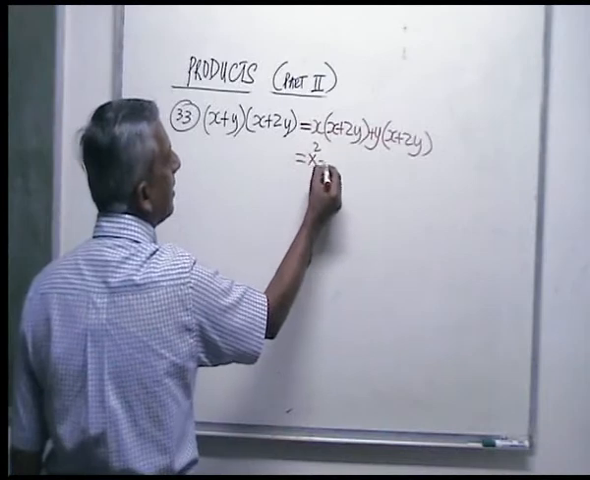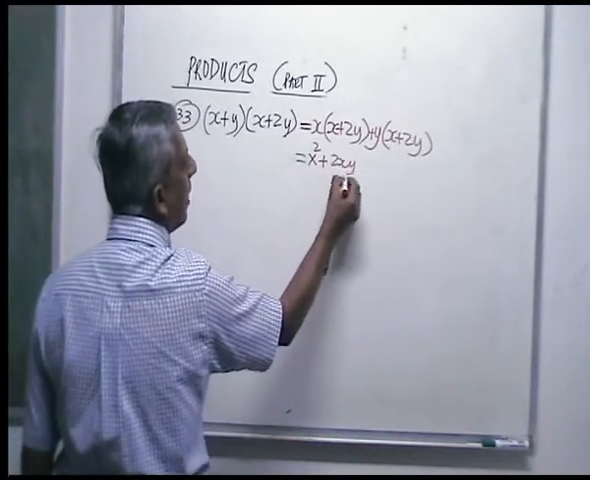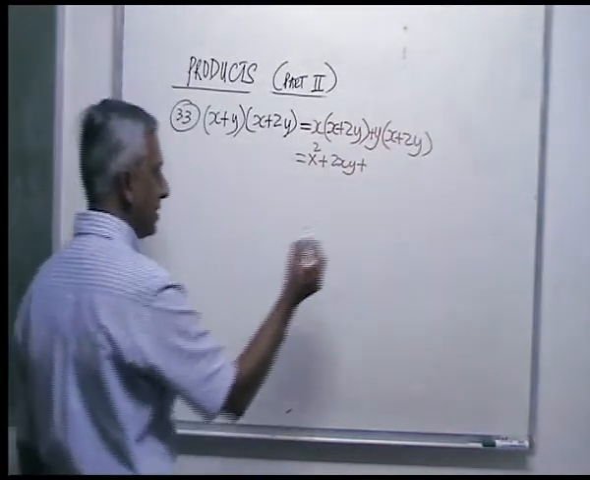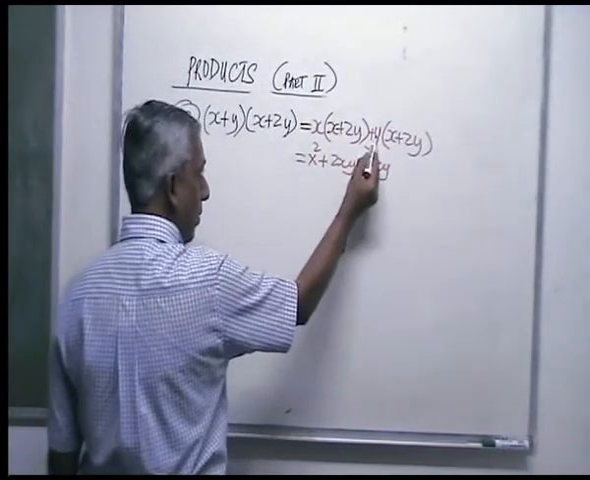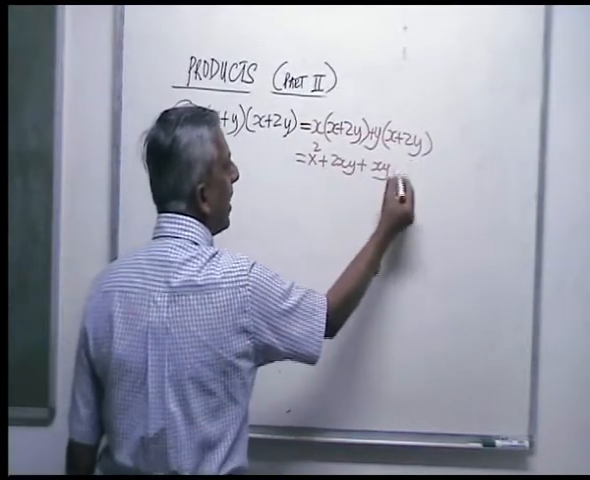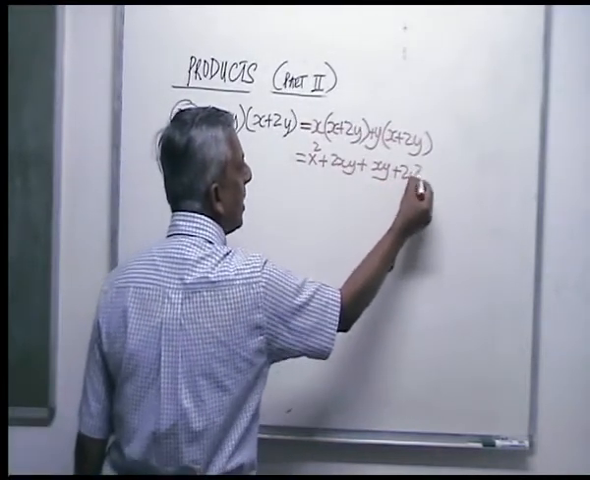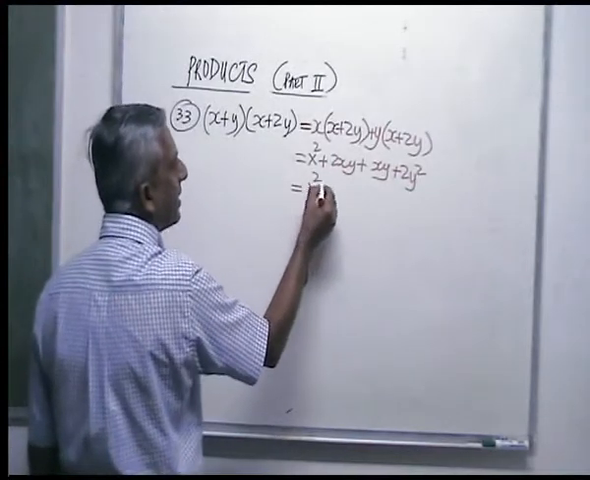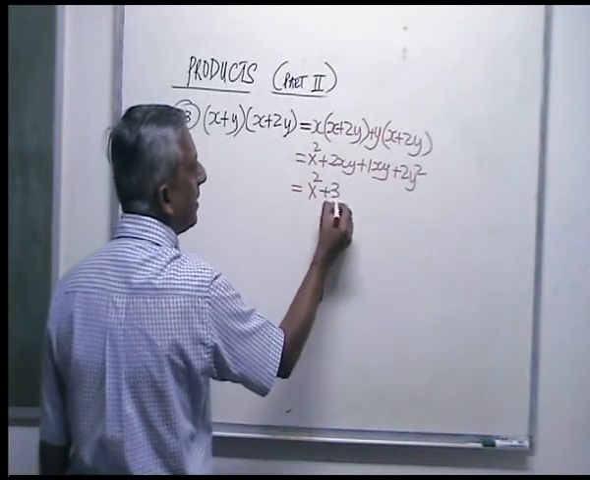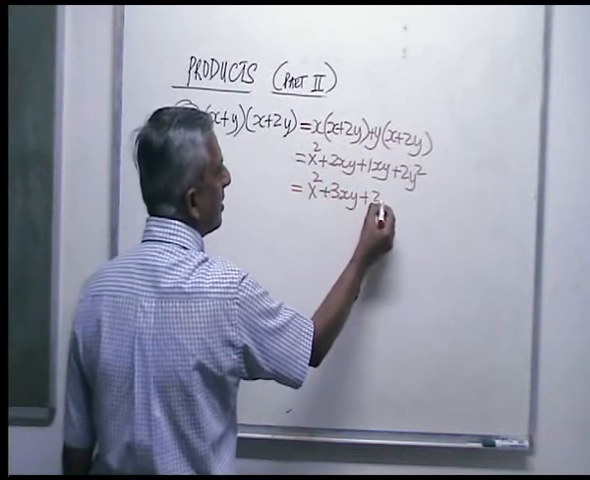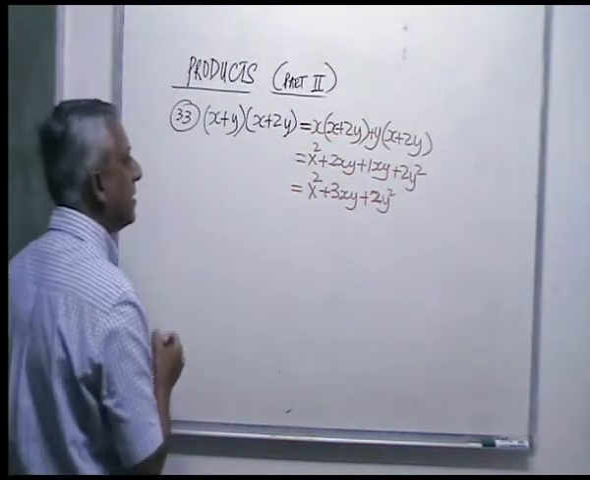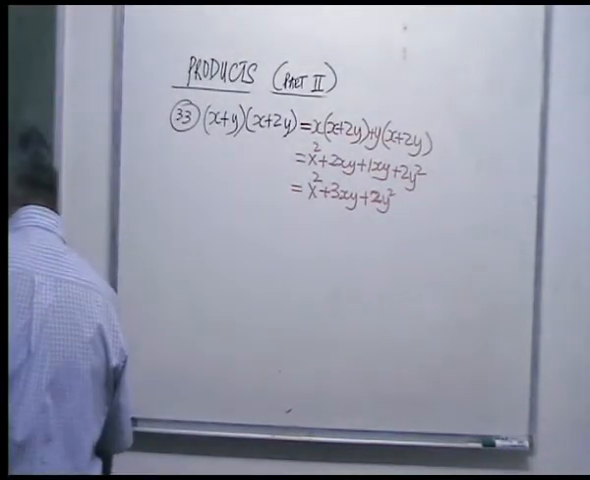So that gives you x squared plus 2xy plus, you see, y times x is the same thing as xy, alright? Y times x is yx, but you can write it as xy in alphabetical order. Y times 2y will give you plus 2y squared. And that gives you x squared. There's a 2 here, and there's a 1 here that's understood, so altogether it is 3xy plus 2y squared. Right, let's do number 34.